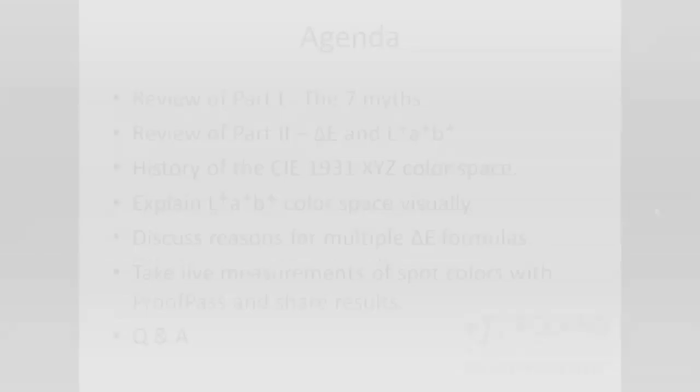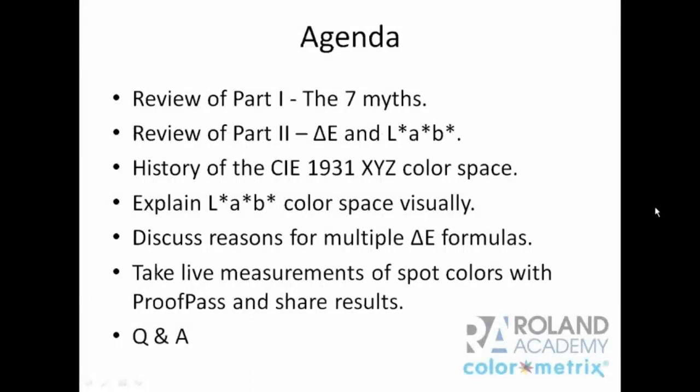What we're going to cover today is a very brief review of part one, which was the seven myths that got this whole thing started, and also a brief review of part two, where we introduced delta E and covered it in more detail than we'll cover in this presentation. Today we're going to talk more about the LAB color space, and that's going to begin with a history of what we call the CIE 1931 XYZ color space, explain how that relates to LAB and show you that visually. We'll discuss the reason that there are multiple delta E formulas.